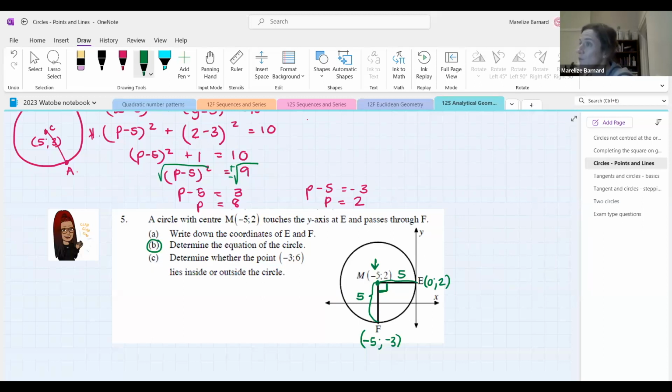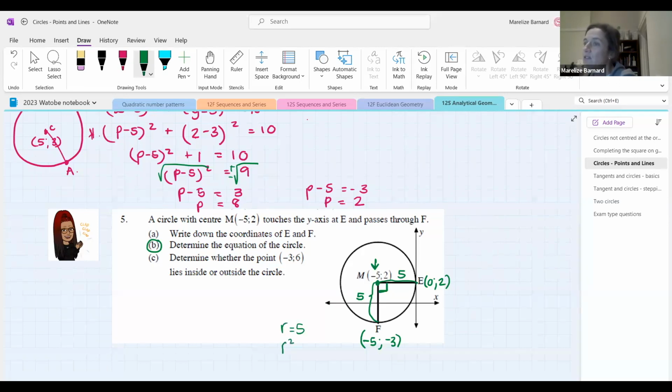Root 10 for this question. It won't be, because it's just the distance from M to the circumference. And we read that from this x coordinate that's given here. So the radius is 5.